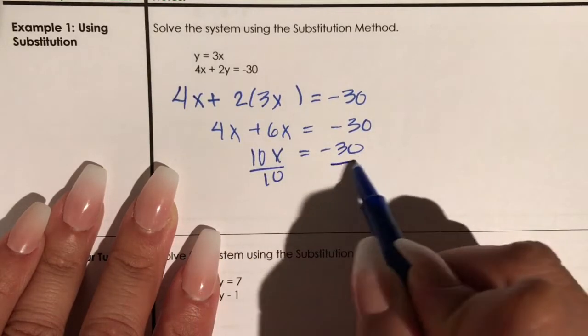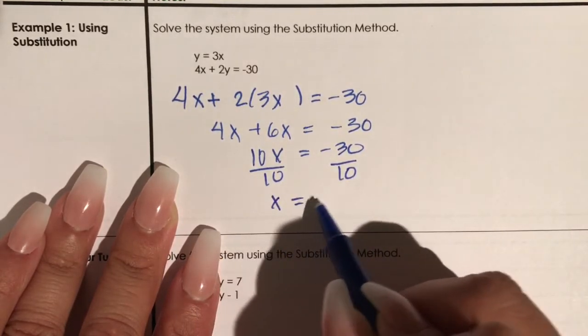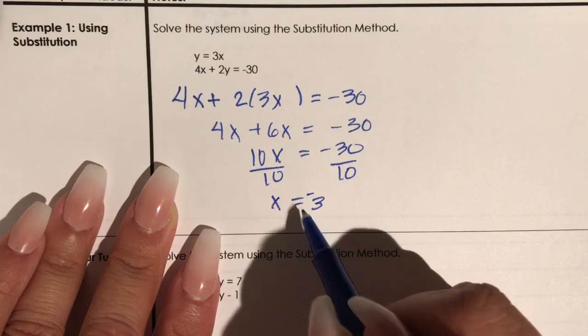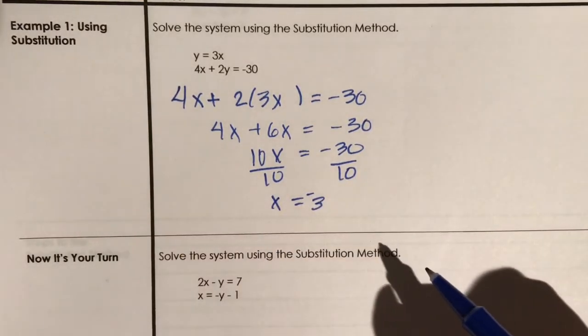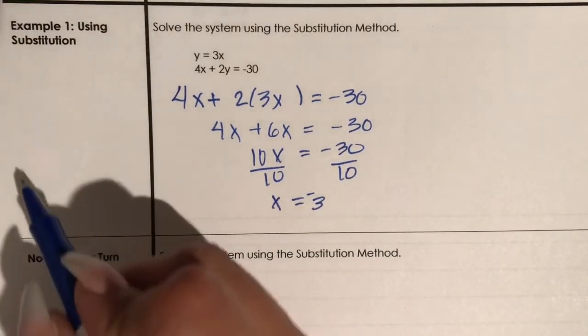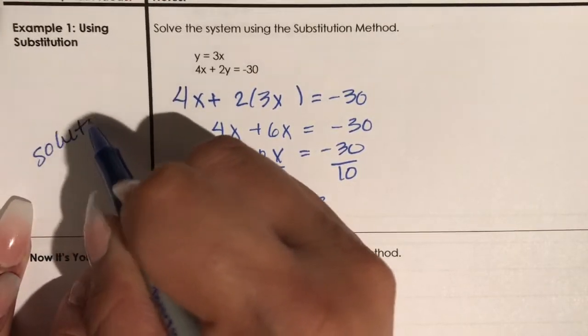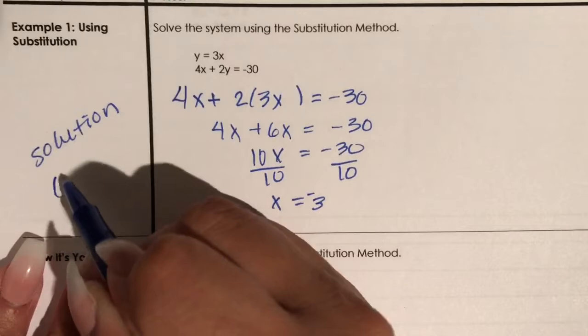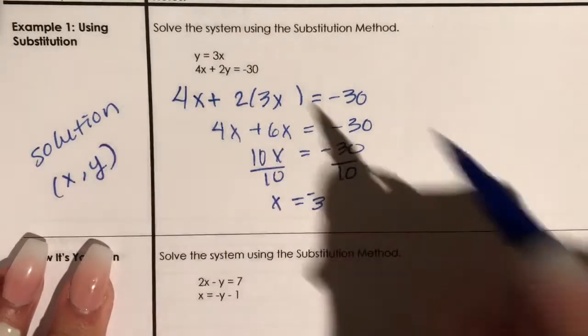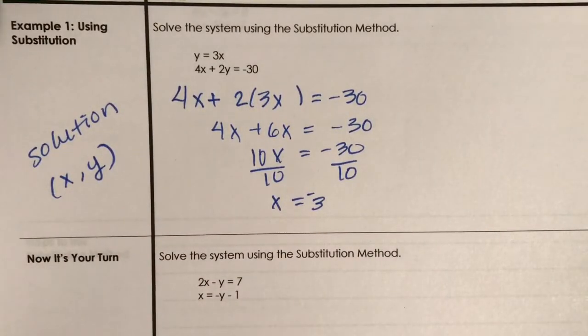Divide both sides by 10. x equals -3. We're looking for the solution. So my solution will be an ordered pair of x comma y. It's a little note you can make to yourself.